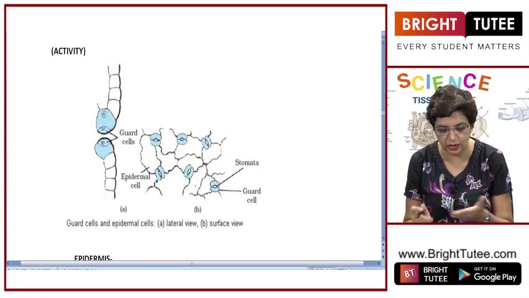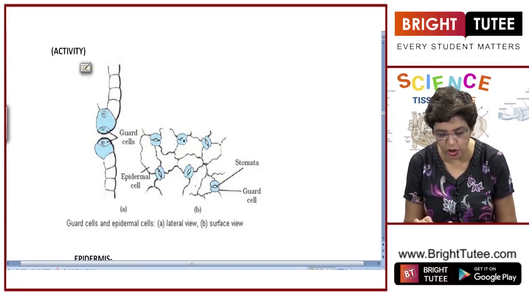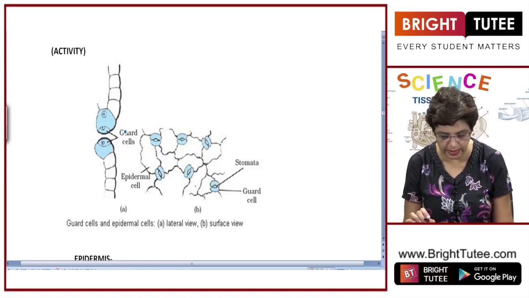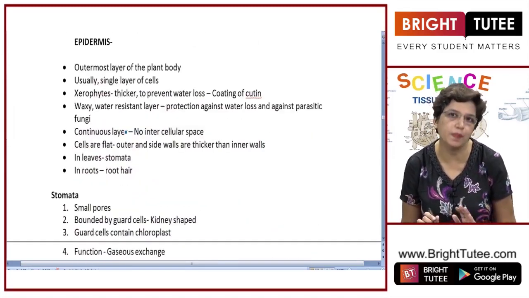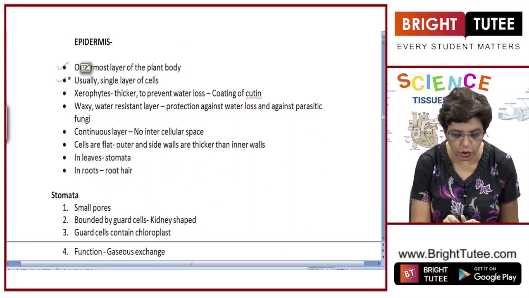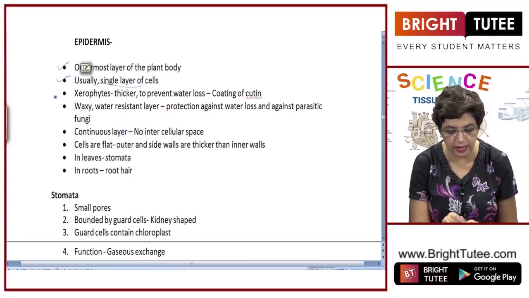All right, so this is the cross section of the leaf in which you can see the stomata, the opening, which we'll study in detail. So epidermis basically forms the outermost layer of the plant body. Usually it is a single layer of cells.